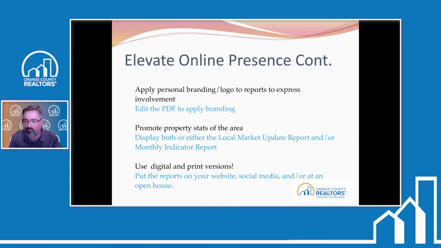Now, with FastStats, you've got two types of reports. One called the local market update report, which has a list of all the stats on one page, or the monthly indicator report, which is a 15-page deep dive into all the individual stats. Now, by the way, you can use this information either digitally or in print versions. So put these reports on your website, put them on your social media platforms, do a video, or even better yet, hand it out at an open house or door knock.